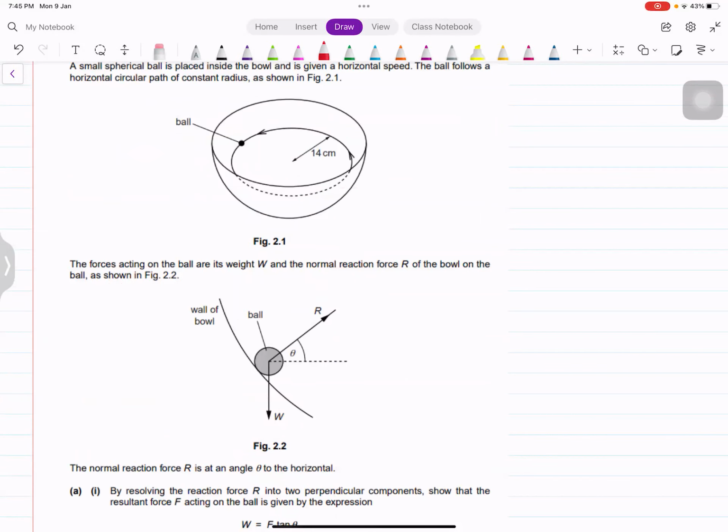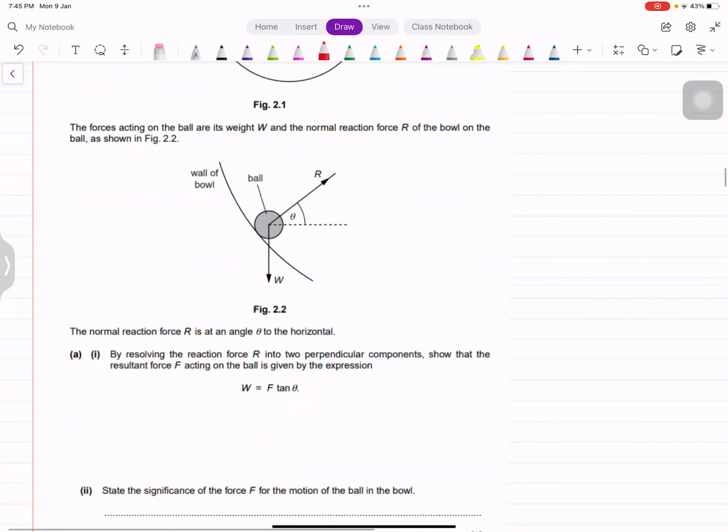Now, they say by resolving the reaction force R into two perpendicular components, show that the resultant force F acting on the ball is given by the expression F tan theta, right? So we're going to work out the same thing that we're doing again and again. R will have two components, one like this, one towards the center like this. This will be R cosine theta, and this will be R sine theta.